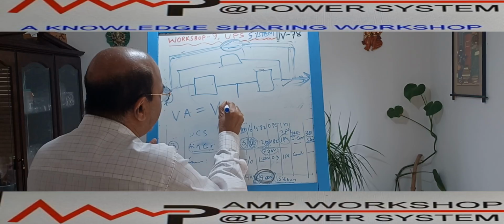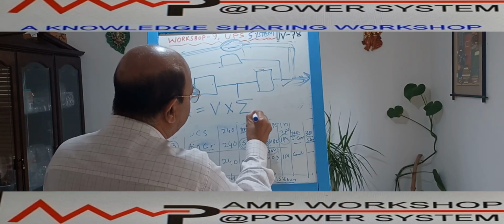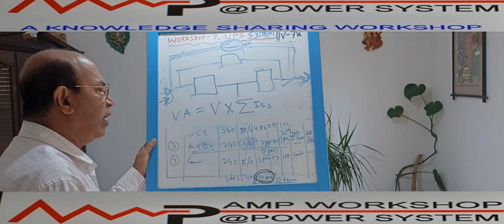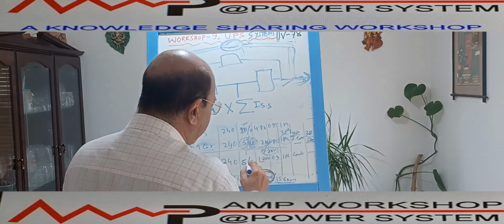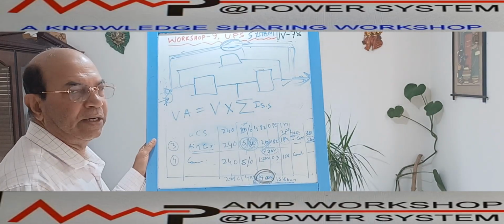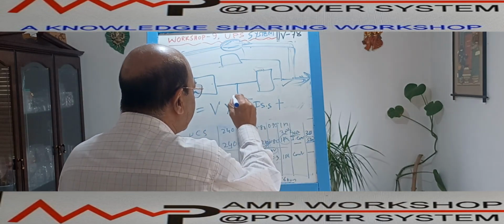Voltage is equal to voltage into current, right? All the current, we sum all the current, right? This is the summation of all the steady state current. So here what I'll do, I will calculate all the steady state current except the in-rush part, okay? Except the in-rush part. Then I will sum this total sum.